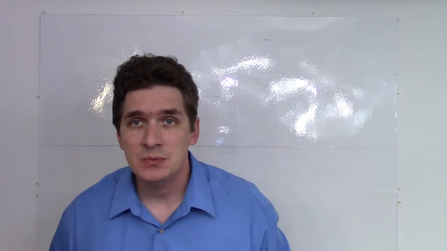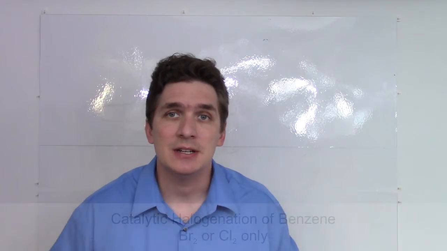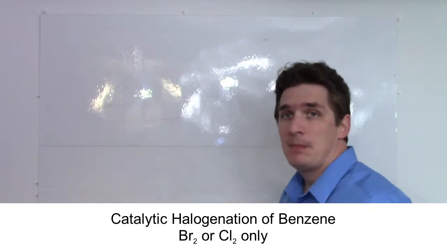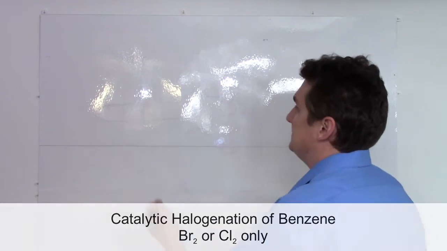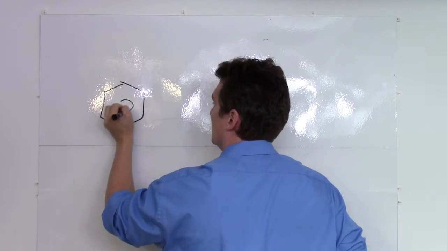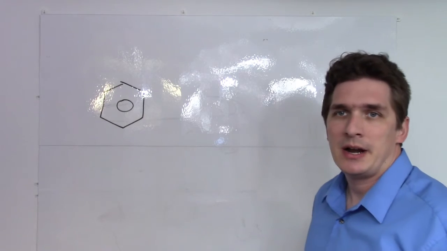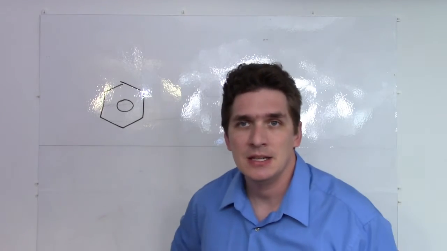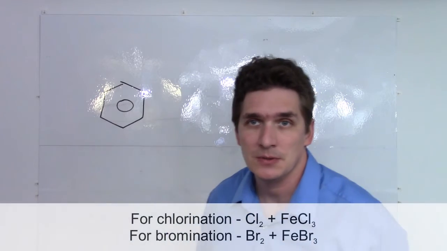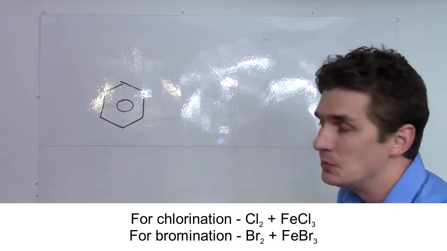Now we're going to start with the easiest one, and this is halogenation of benzene. And there's actually two halogenations we're going to look at, bromine and chlorine. So bromination and chlorination. And they're both going to follow the same idea. So we have our benzene ring, and we're going to react it here with an iron catalyst. In this case, if we want to do bromination, FeBr3, and if we want to do chlorination, FeCl3. So for simplicity, let's stick with bromine.